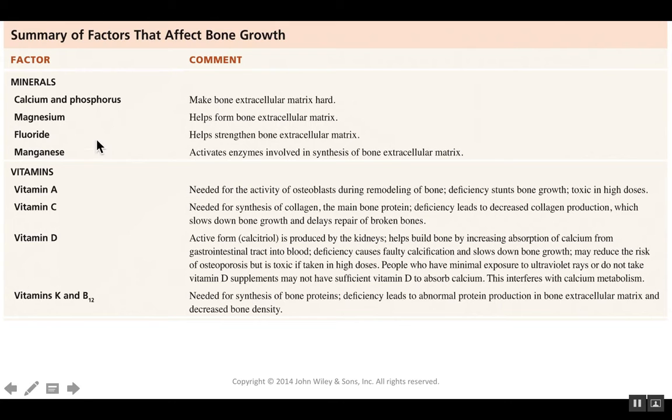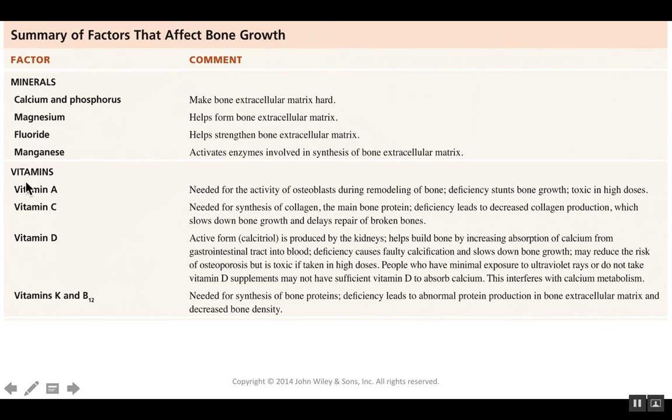The first things are all minerals, and I think we know a lot of these, like calcium and phosphorus, which are used to strengthen that bone matrix. Magnesium, fluoride, and manganese are also minerals that are very important for the bone matrix. You've probably heard of fluoride in the context of teeth, but it also is extremely important for our bones. And typically, most water supplies will have fluoride added to the water in order to promote the health of our teeth and bones. The next category are vitamins. There's a number of vitamins necessary for proper bone growth and health. And we should know kind of the difference between these vitamins.